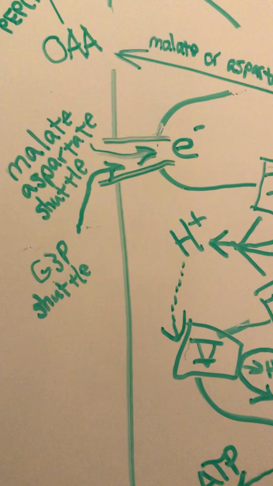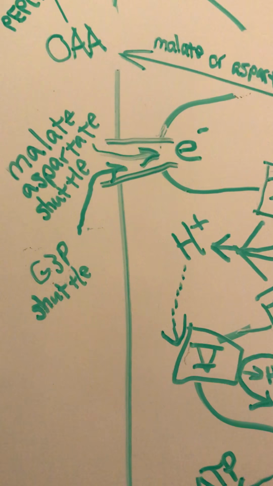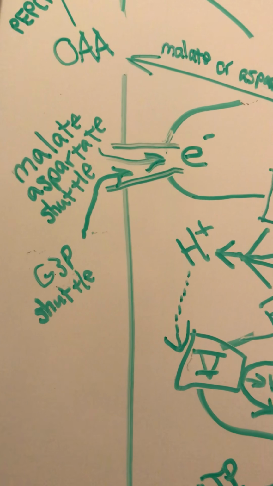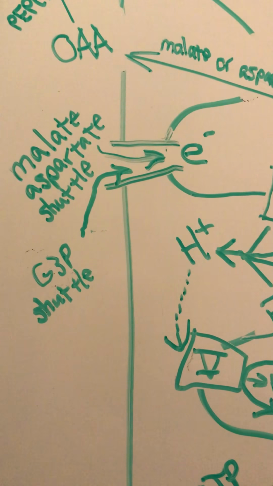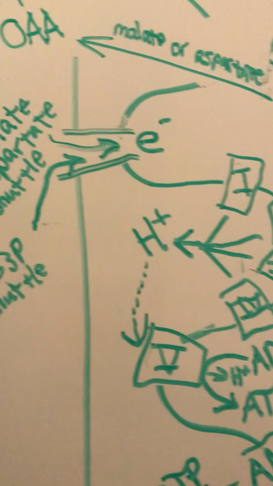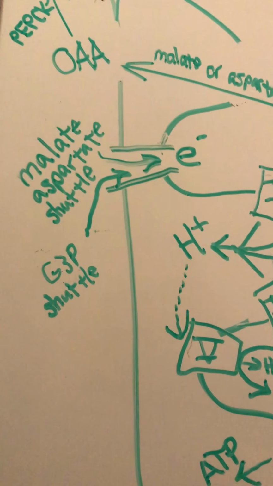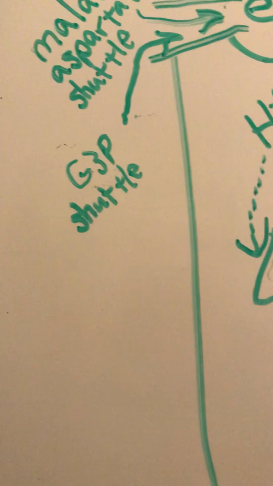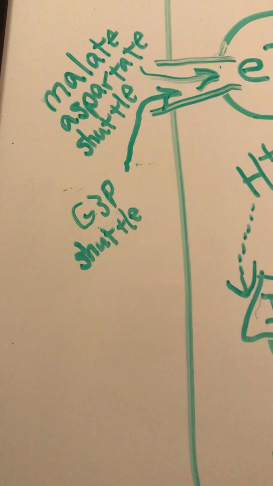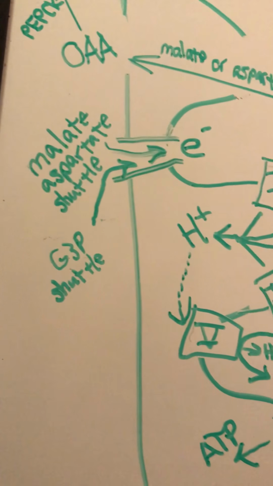The malate aspartate shuttle basically reduces malate. Malate can enter into the mitochondria and then become oxidized, and that allows electrons to be transferred into the mitochondria, in very simple terms. In addition to that, you have the glycerol 3-phosphate shuttle, allowing for the electrons on FADH to be transported into the mitochondria.